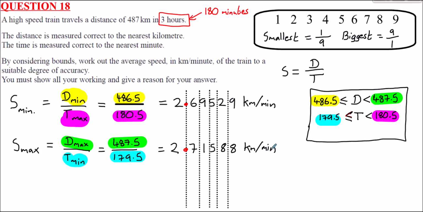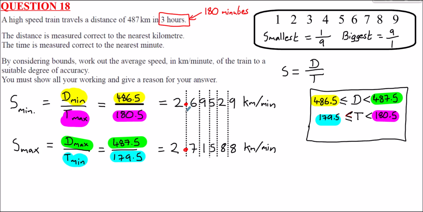So what we next need to do is work out the average speed to a suitable degree of accuracy. So what we do here is we go for the greatest number of significant figures to which both our answers, the min and max, both agree. So obviously we don't agree too much. They agree to one significant figure. To one significant figure, they both round to 3 kilometers per minute. To 2 significant figures, this would be 2.7. This would be 2.7 as well. That'd round down to 2.7. That'd round up to 2.7.